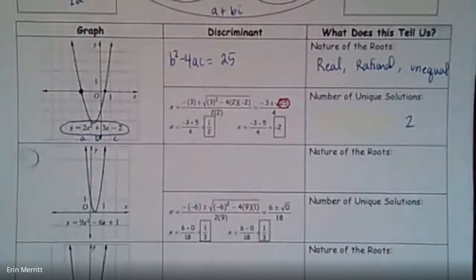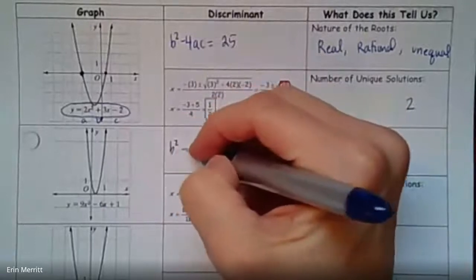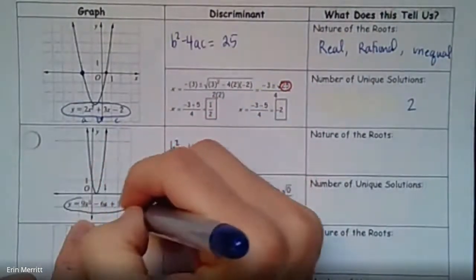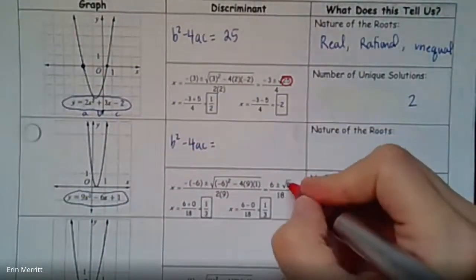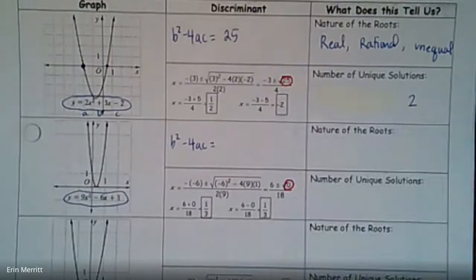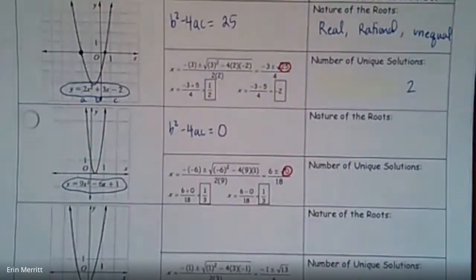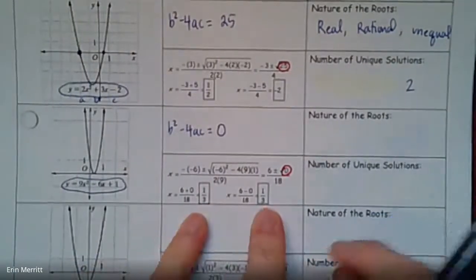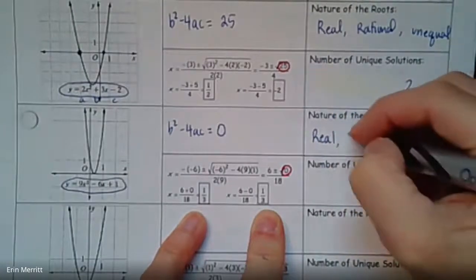All right. When we look at the next one, b squared minus 4ac in all of their beautiful work here, they looked at this equation and it came out to be 0. So when it came out as 0, what kind of answers did they get? Well, look at their work. They got 1/3 and they got 1/3. Those are two real numbers. So under nature of the roots, we're going to write real. They're rational.